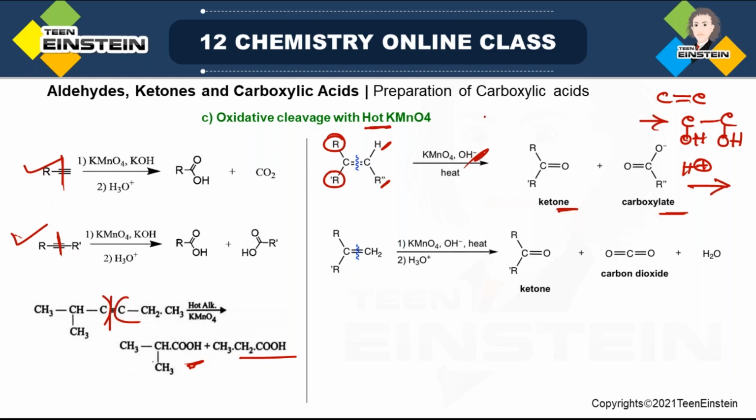But as the medium is basic, the carboxylic acid cannot remain in carboxylic acid form. It will always be in some salt form. So if it is KOH, it will be the potassium salt. So that is why carboxylate.